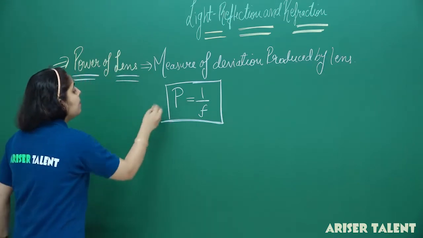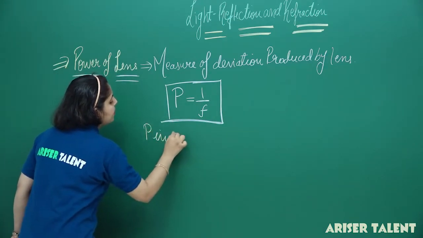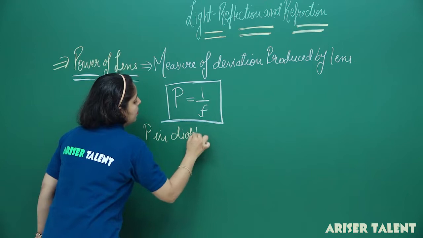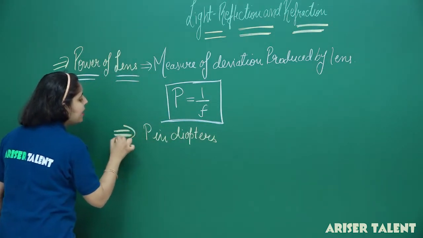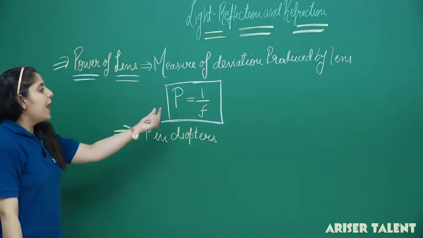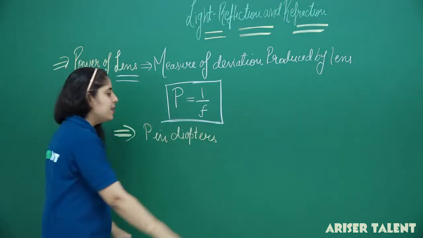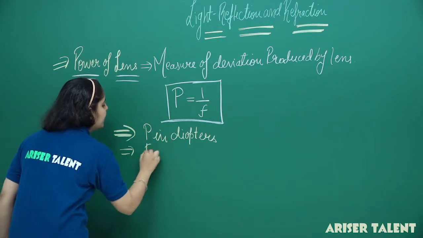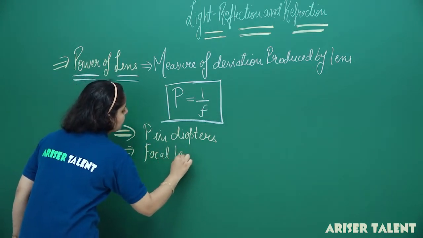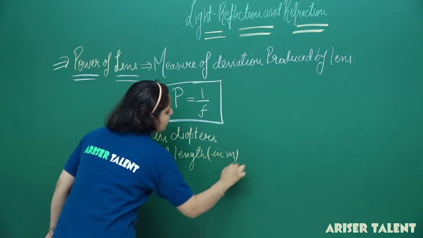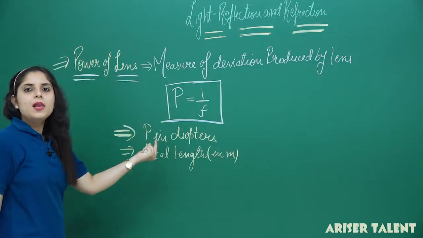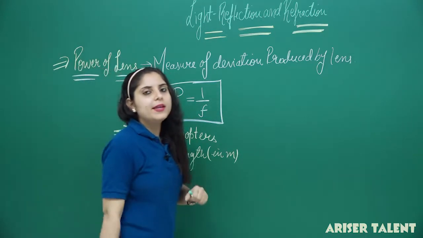Now, the P will be in diopters. Diopter is actually a unit for measuring power. And what will be the unit for focal length? The focal length will be considered in the unit meter. So, this is the formula for calculating the power of any lens.